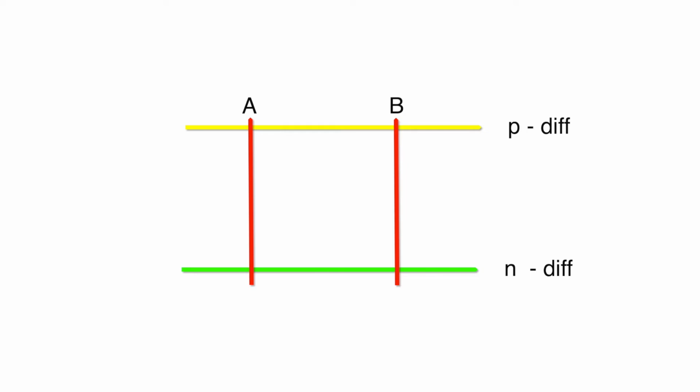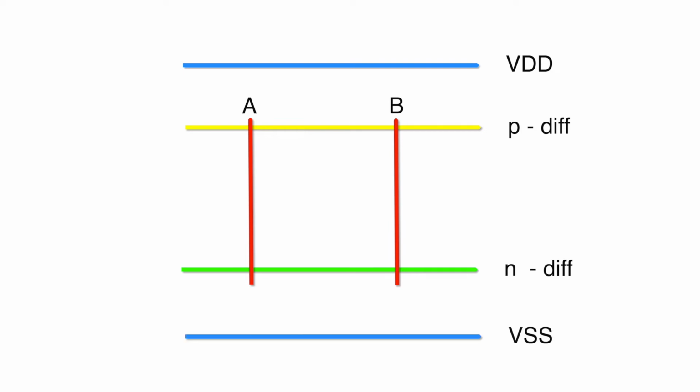Now, we can see it has 4 transistors: 1 PMOS for A, 1 PMOS for B, 1 NMOS for A, and 1 NMOS for B. D. Trace a blue line horizontally above the PMOS line and below the NMOS line respectively to represent the metal 1 of VDD and VSS.